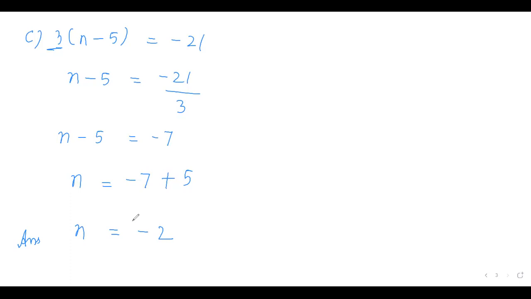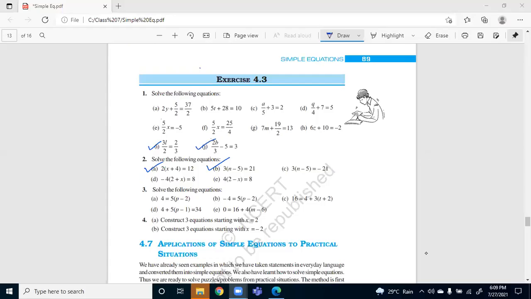So can we do the next D part? Yes, I'm done. D part is minus 4 into 2 plus x is equal to 8.